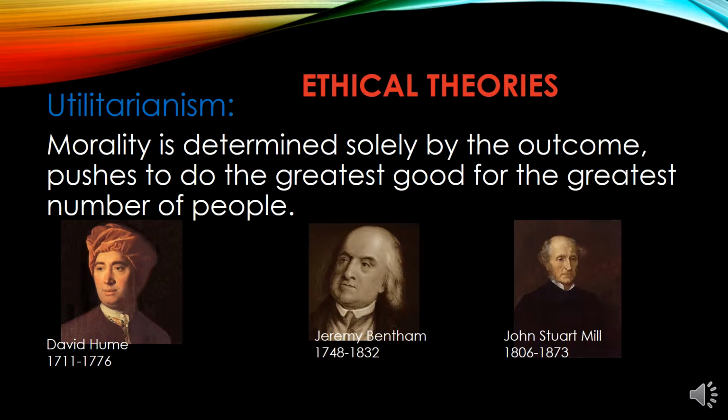The next ethical theory that comes into play is utilitarianism. Utilitarianism says that morality is determined solely by the outcome, and it pushes people to do the greatest good for the greatest number of people. Some theorists that contributed to this theory were David Hume, Jeremy Bentham, and the father of modern utilitarianism, John Stuart Mill.